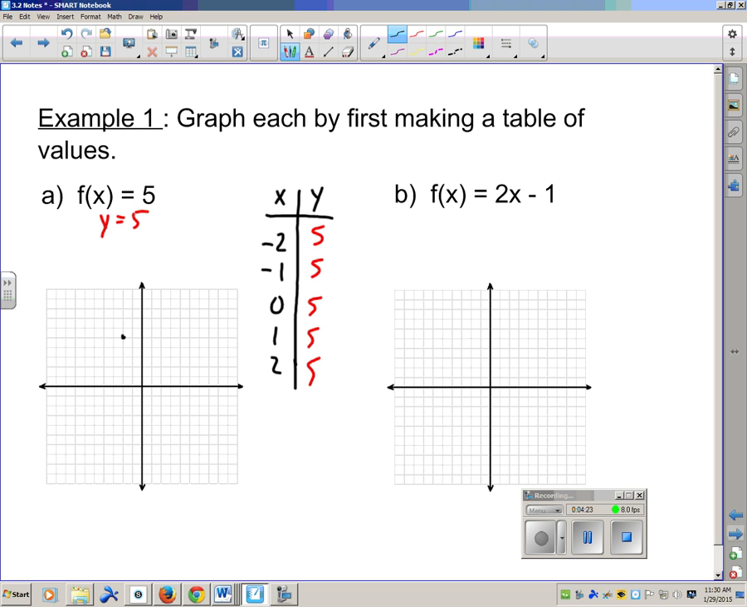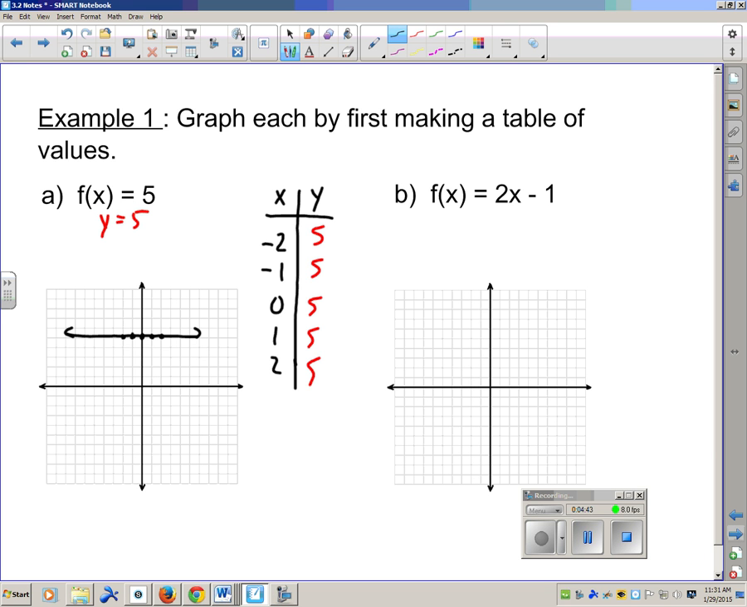And then I've got -1, 5. And then I've got 0 and up 5. And I've got 1 and up 5. And I've got 2 and up 5. And then I can simply connect those points. And just like we said, that's just y equals a constant, or f of x equals a constant. So it has to be a horizontal line.